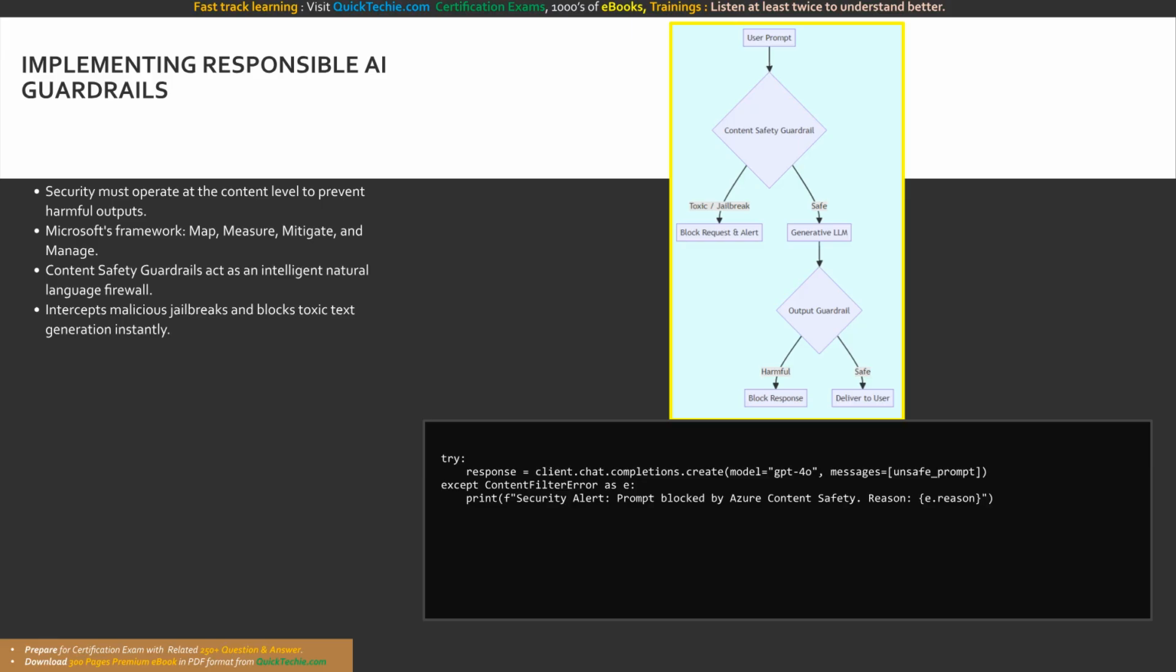This visual demonstrates the dual-layer content firewall. Unsafe user prompts are blocked immediately. Safe prompts are processed by the LLM, but the resulting output is checked by a secondary guardrail before final delivery.